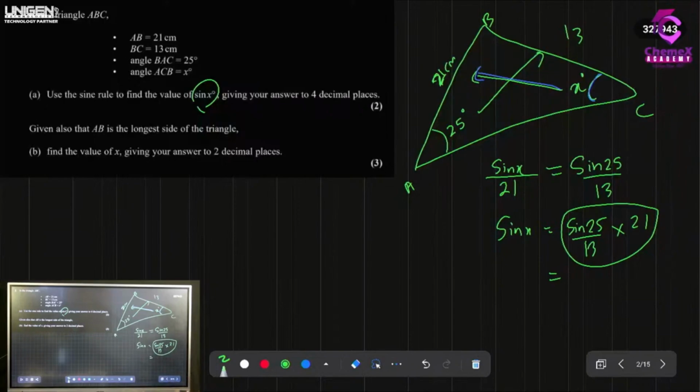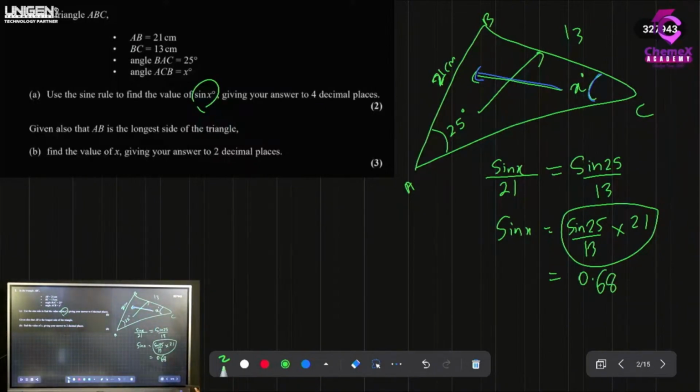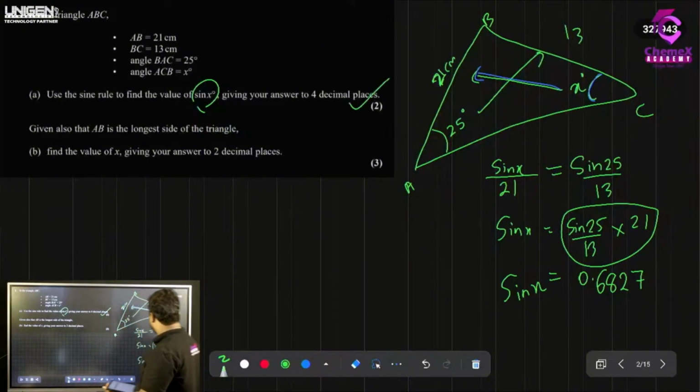What's the answer? What do you get? Come on, you all have a calculator with you. I'm not asking for the x value, they're just asking for the sine x value. So sine x is equal to 0.6827. Why do I round it to 4? Because in the question they asked for 4 decimal places. Alright.